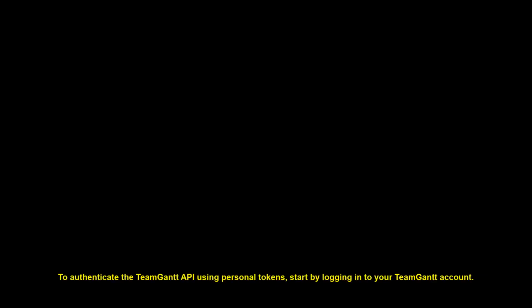To authenticate the TeamGantt API using personal tokens, start by logging into your TeamGantt account. Once logged in, navigate to your account settings. In the account settings menu, look for the API tokens section. Click on the option to generate a new API token.